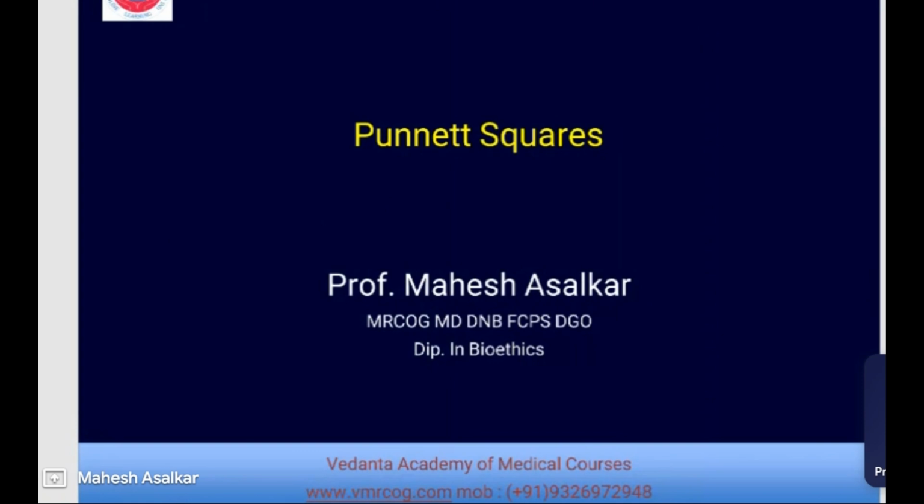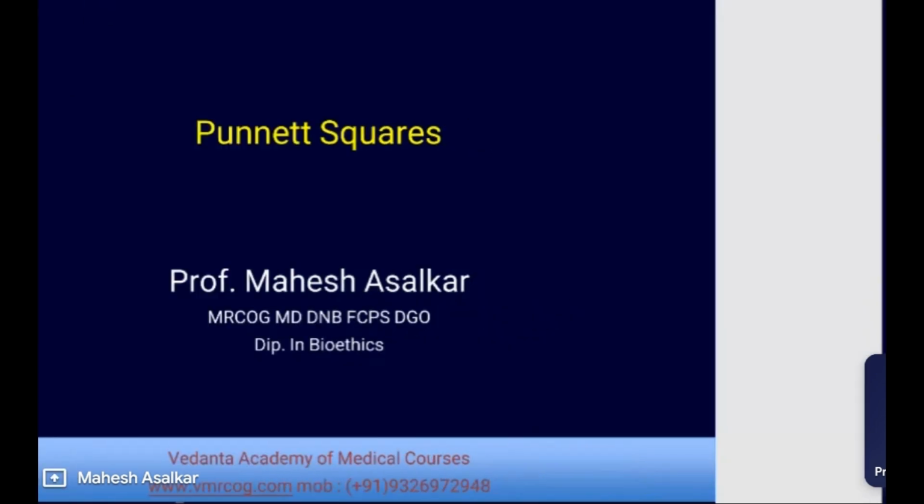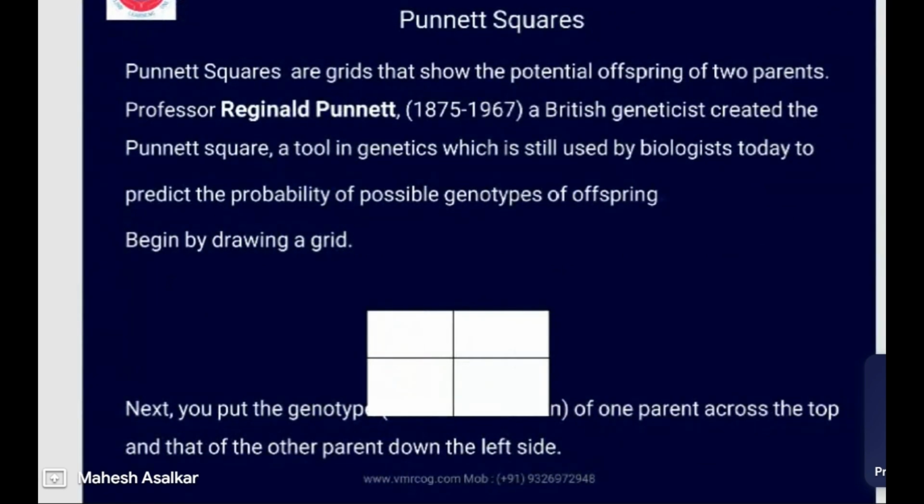That is Punnett square. So you will better understand whatever we have learned up till now by understanding the concept of Punnett squares. Now, what are Punnett squares? Punnett squares are grids that show the potential offspring of two parents.